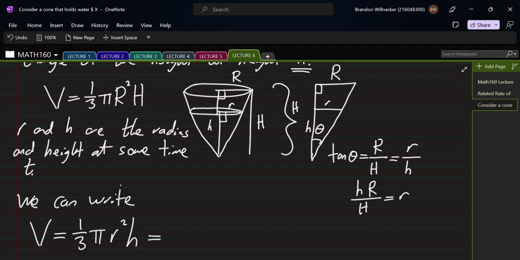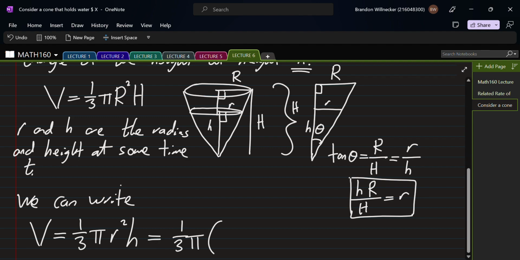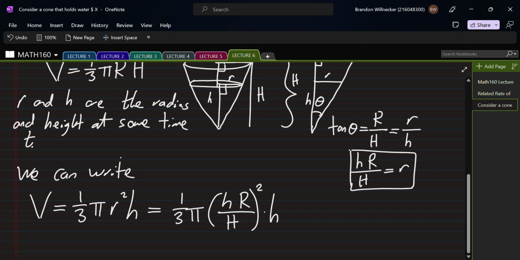But the little r we can eliminate by substituting the equation that we found here. So this is going to be 1/3 pi, and then all of this squared, so h R over H squared, times the other little h. So this will be 1/3 pi capital R squared over capital H squared, and then the h squared from the brackets and the other h outside, that will be h cubed. Okay, so now the volume is only dependent on the height.